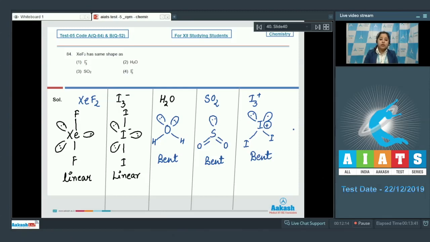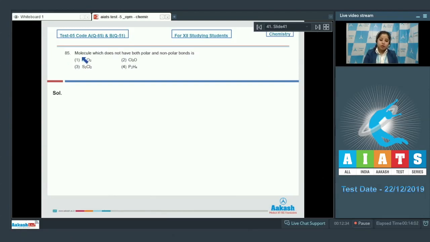So it is very clear that XeF2 has the same shape as I3 minus, that means linear shape. So the correct answer for this question is option number 1. Moving to next question, students, which is 85. The molecule which does not have both polar and non-polar bonds is. The options are H2O2, the next is Cl2O, the next is S2Cl2 and the last is P2H4.